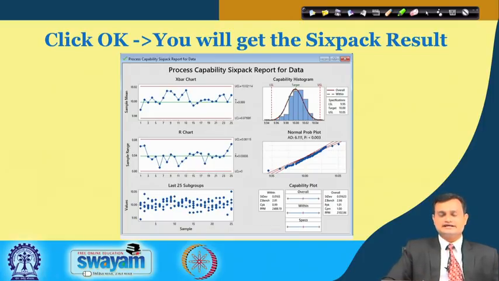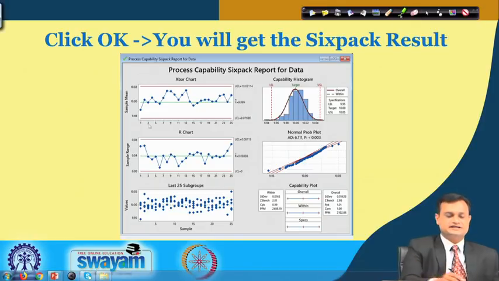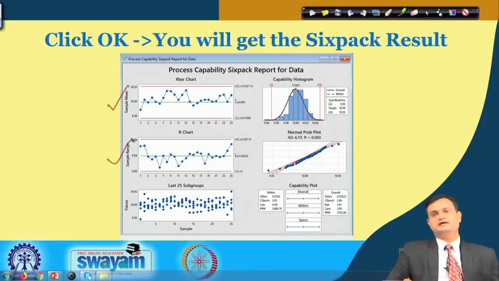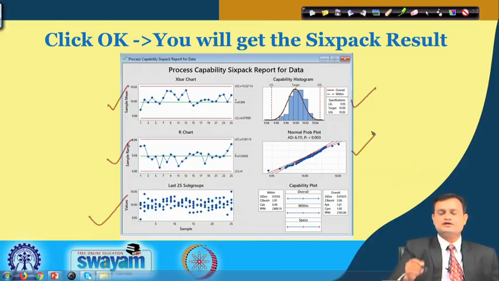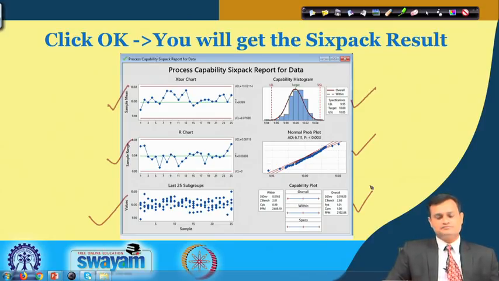So, you will have 6 different charts or graphs in front of you, and as I mentioned, these two will help you to understand whether my process is in control or not. This will help you to understand whether my data is randomly scattered or there is some pattern available. These two will help you to understand whether my data is normally distributed or not, and this will basically give you the value of your process capability, short term that is Cpk, Cp, and long term it is Ppk, Pp, and so on.